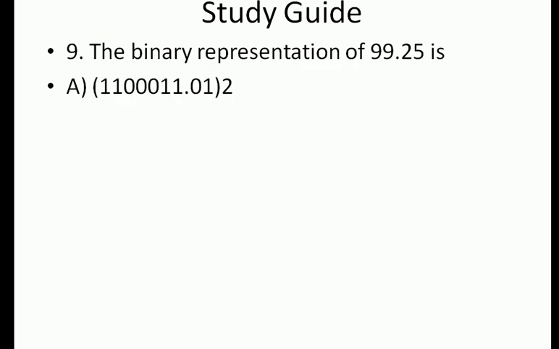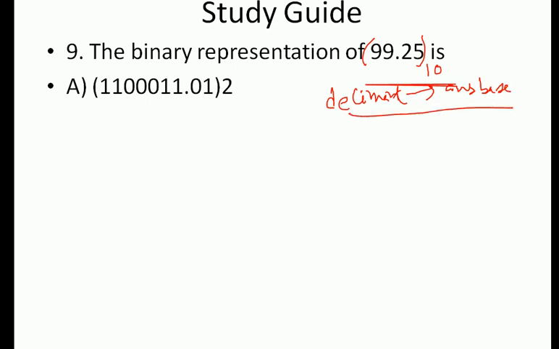Now the binary representation of 99.25. You can see this is 99.25 and the base is decimal. You have to know the base is decimal. Earlier in this video I have already told you, if you want to go from decimal to any base, you divide by the base. Here the base is 2, so I have to divide by 2. If I divide 99 by 2, it is 49, remainder 1. On the right hand side I have to write the remainder. If I divide by 2, it will be 24, remainder 1.